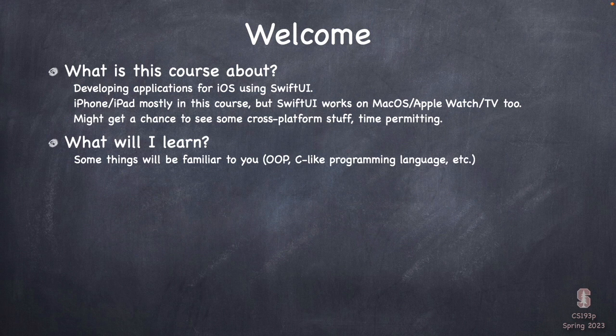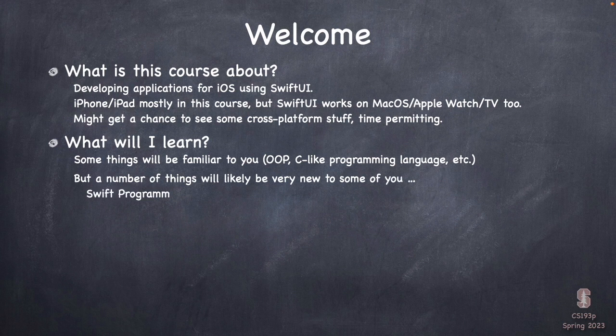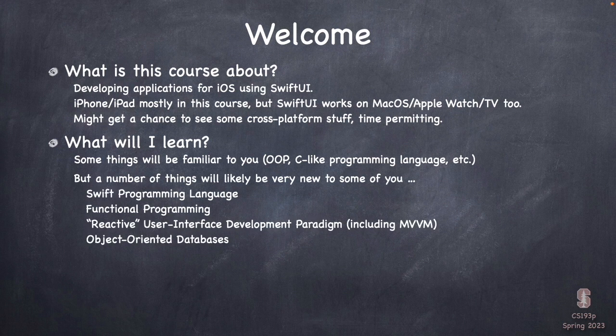Some things are going to be kind of familiar to you, like object-oriented programming. The programming language is kind of C-like, but really we're hardly going to use object-oriented programming in this class, so that's mostly just experience for you that will help you learn the new stuff. And the new stuff includes a completely new language, functional programming instead of object-oriented programming.